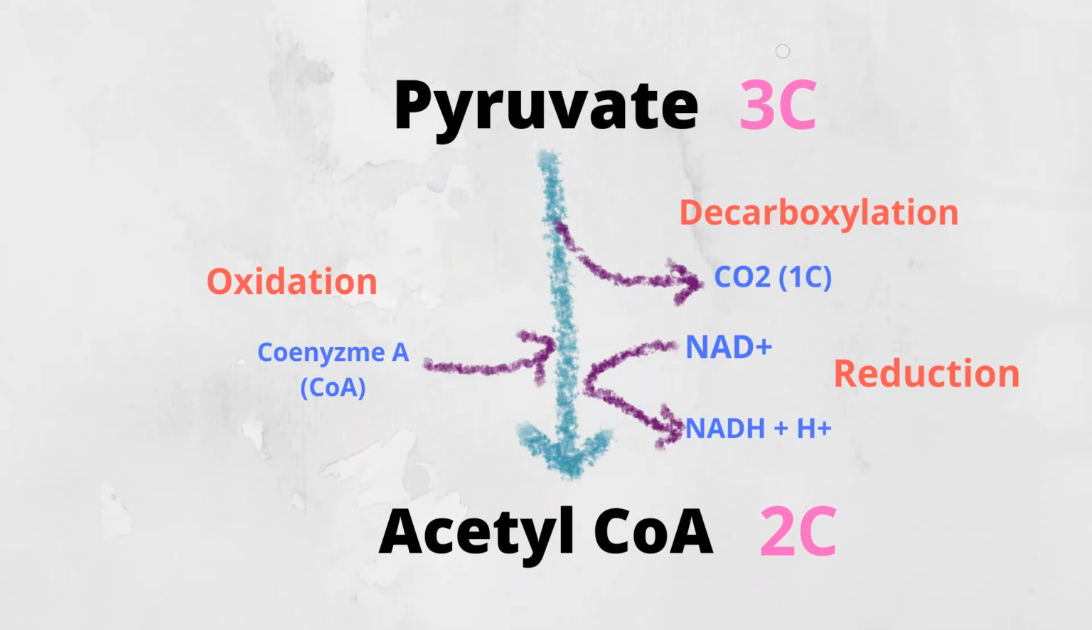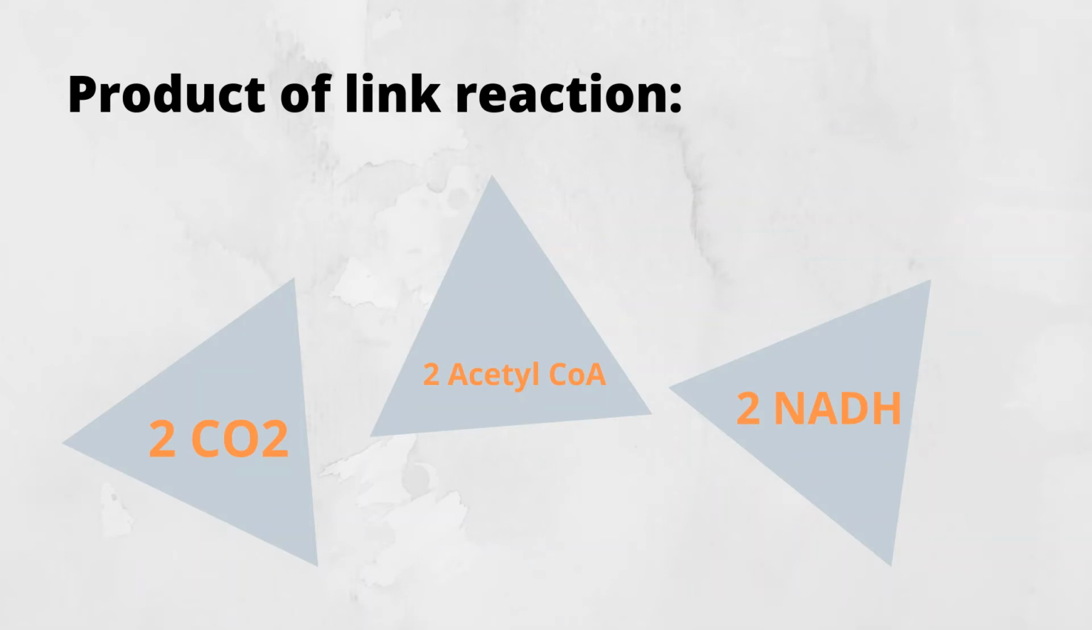A carboxyl group from pyruvate is removed as carbon dioxide and forms a 2C molecule. The remaining 2C molecule is oxidized by transferring its electrons and H+ to NAD+. Acetate combines with coenzyme A to form acetyl-CoA, which then enters the Krebs cycle. These are the products of the link reaction.